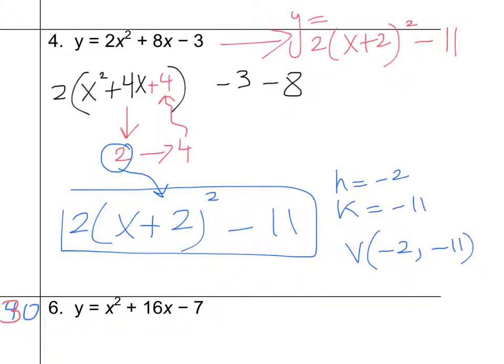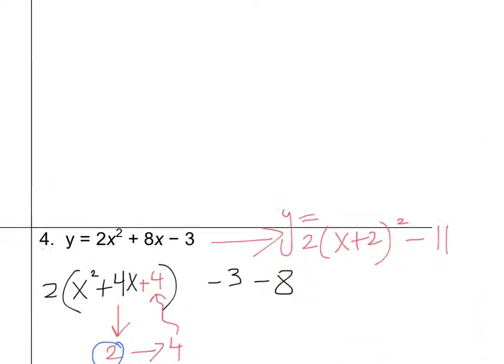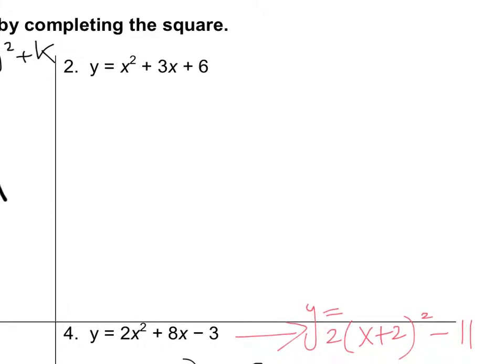So that's it for the core. Now as for the pre-AP, please continue watching the video because we're going to do some examples with fractions. So if you look at number 2, you'll see that a is 1.